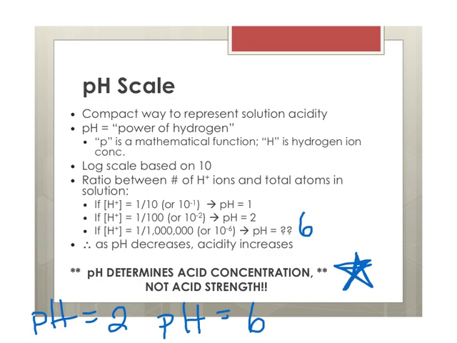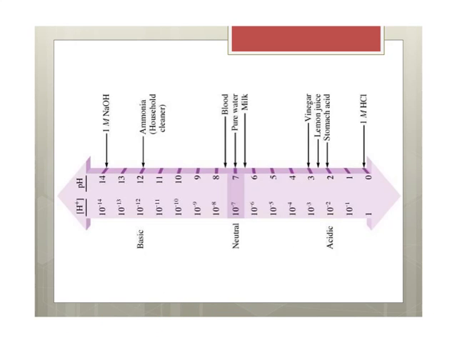The pH does not determine how strong an acid is. It determines acid concentration. This slide is just showing you the pH scale from 0 to 14. Anything above 7 is basic, below 7 is acidic, and anything that's at 7 is neutral. This is just a basic scale. Experiments have been done to show that it is possible to have negative pHs and pHs above 14.